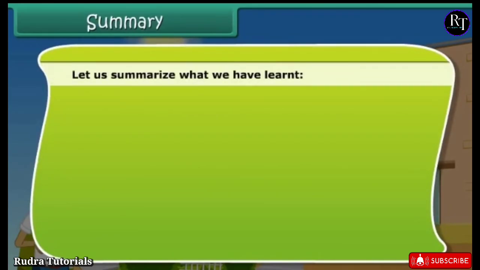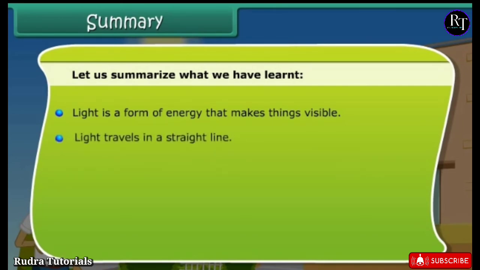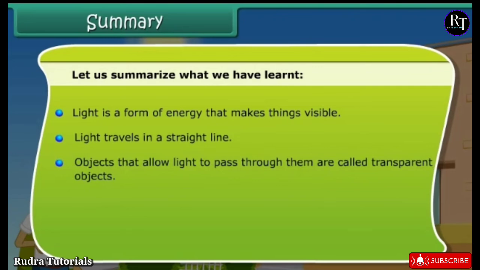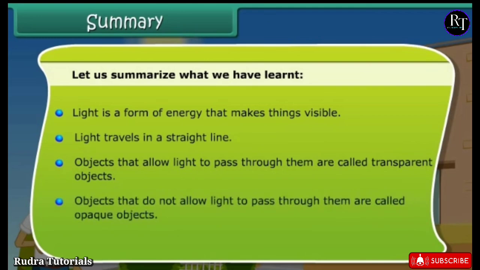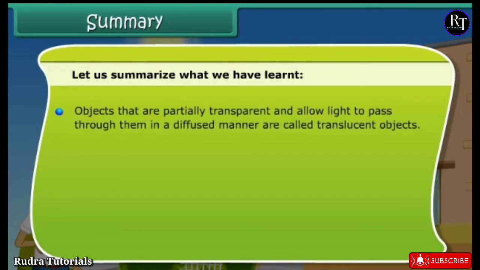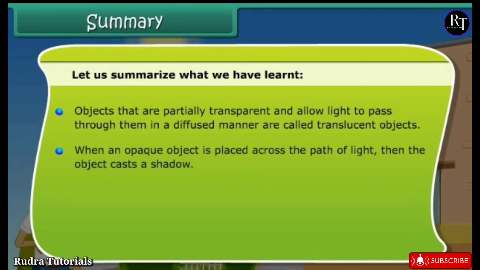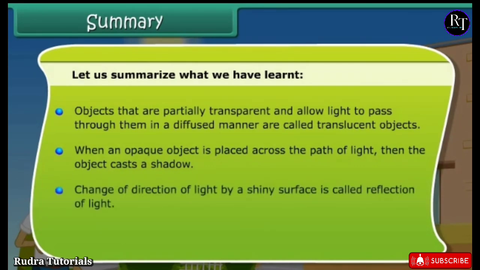Summary. Let us summarize what we have learned. Light is a form of energy that makes things visible. Light travels in a straight line. Objects that allow light to pass through them are called transparent objects. Objects that do not allow light to pass through them are called opaque objects. Objects that are partially transparent and allow light to pass through them in a diffused manner are called translucent objects. When an opaque object is placed across the path of light, then the object casts a shadow. Change of direction of light by a shiny surface is called reflection of light.